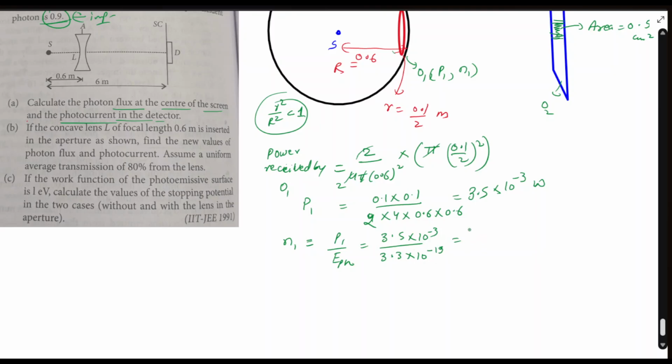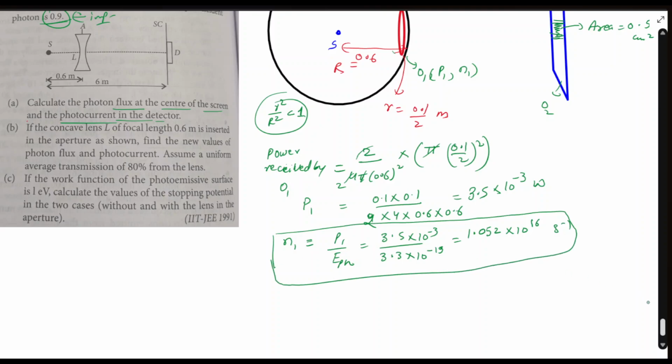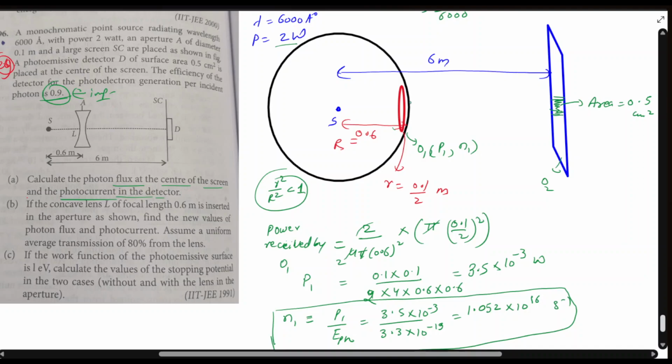We get 1.052 into 10 raised to power 16 second inverse. So these are the number of photons per second received by this observer.